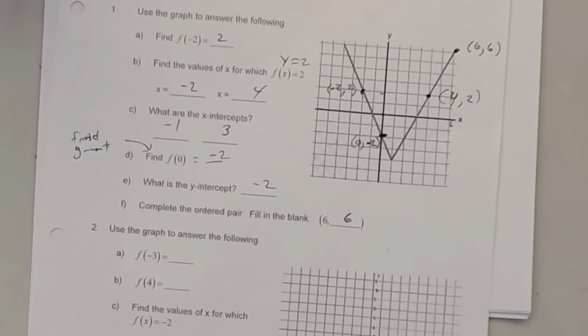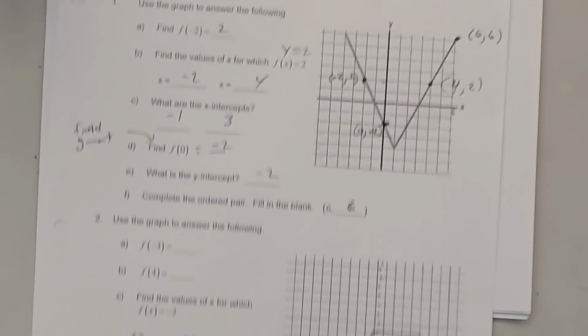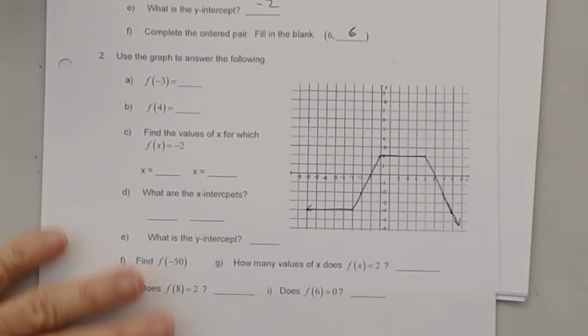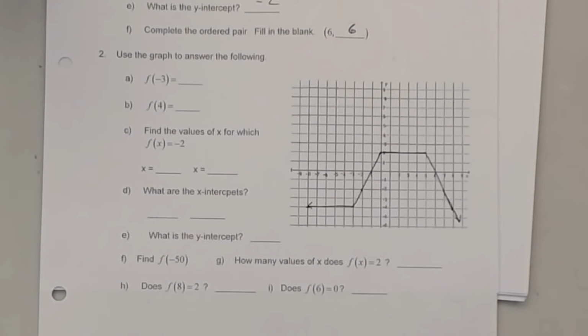All right, so that's question number 1. All right, let's do number 2. This time the graph looks like this. Kind of the same information. So you want to find f of negative 3. So remember, that means when x is negative 3, what are you finding?